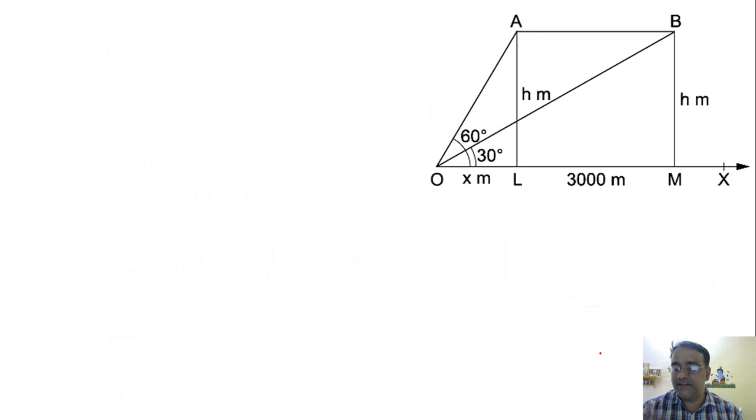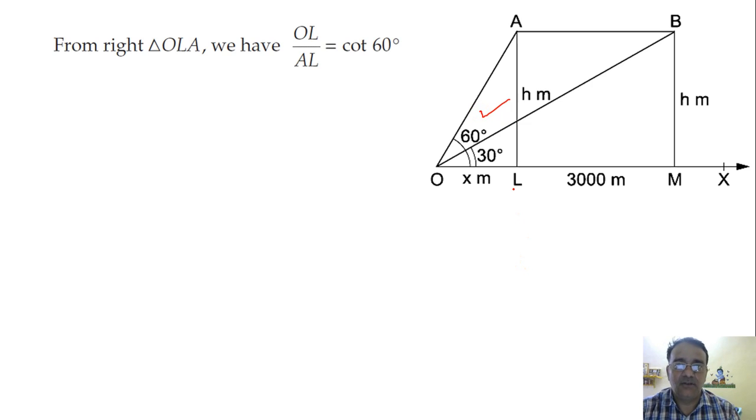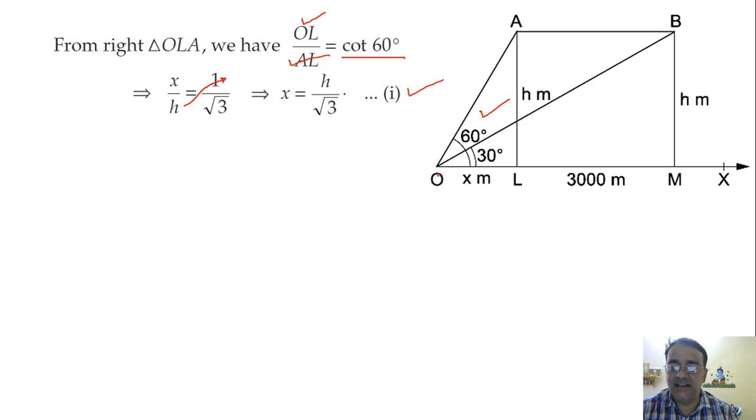So OL is equal to X meters. Now there are two right triangles. First is OLA, second one is OMB. So we are taking the first one, OLA, right? Cot 60 degrees is equal to OL upon AL, and OL is X, AL is H, and what is cot 60 degrees? 1/√3. Right, 1/√3. So we'll get X equal to H upon √3. Let it be equation number 1. Now we'll take the other triangle OMB. So cot 30 degrees will be adjacent upon opposite.